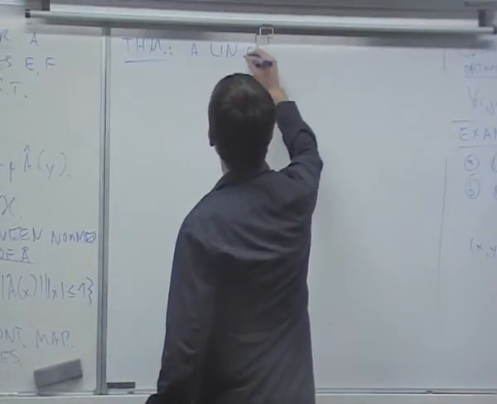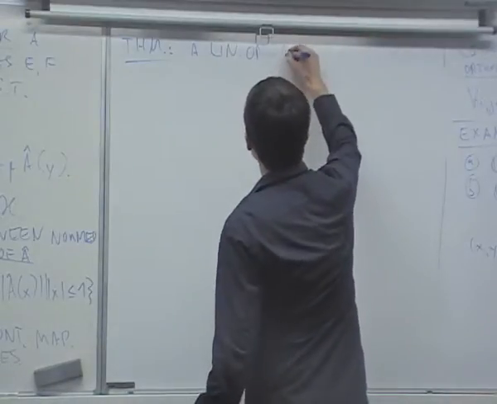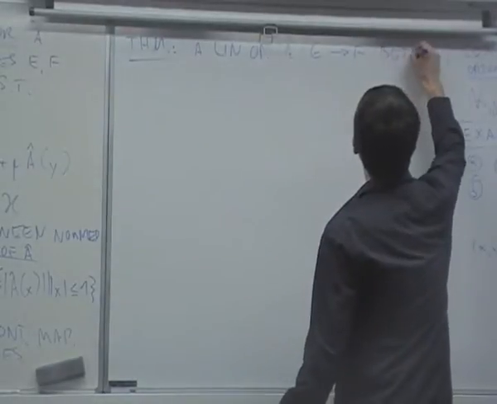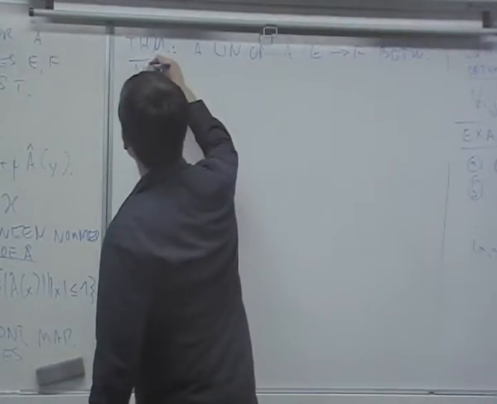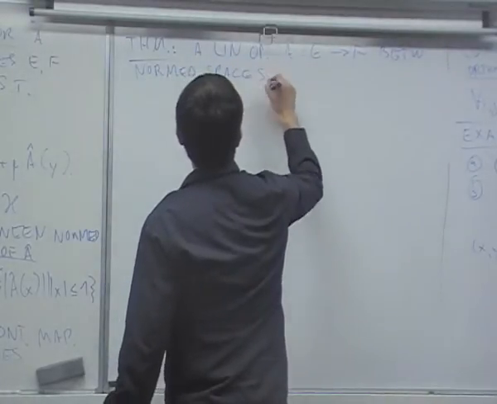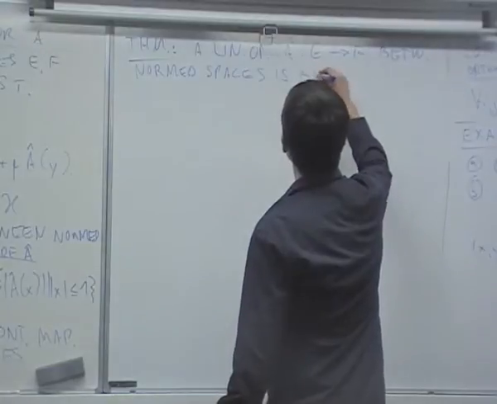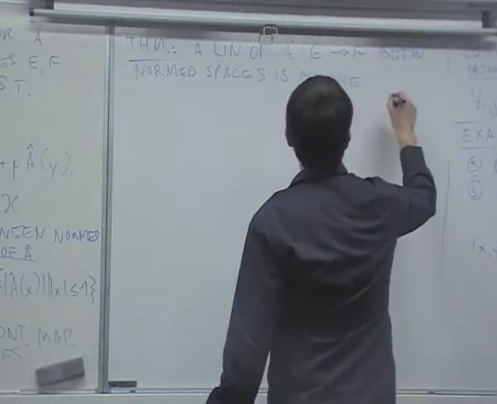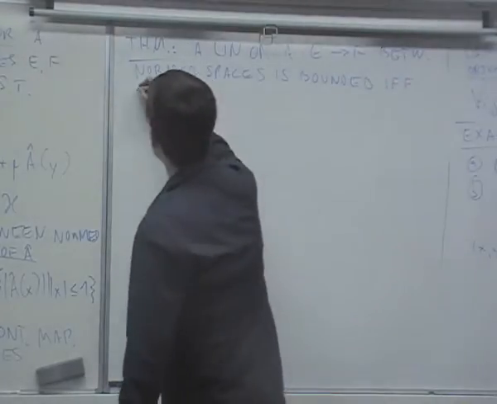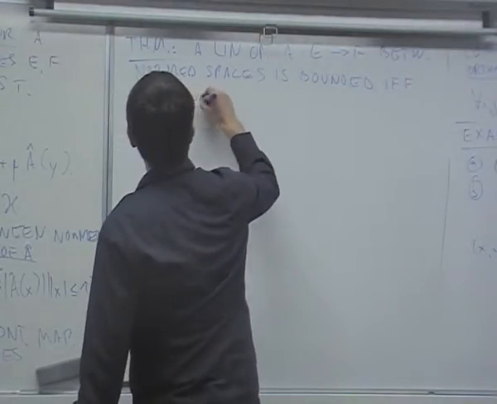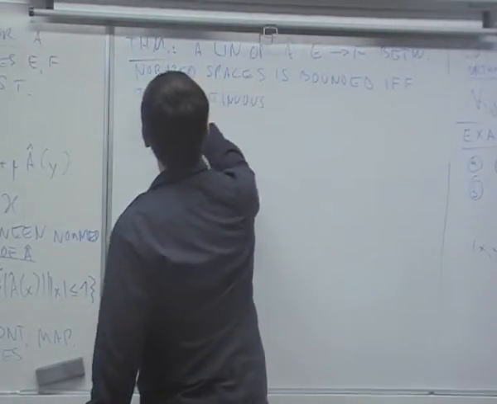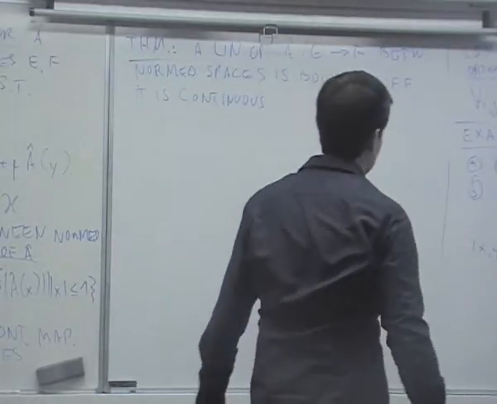Theorem: a linear operator A from E to F between normed vector spaces is bounded if and only if it is continuous.